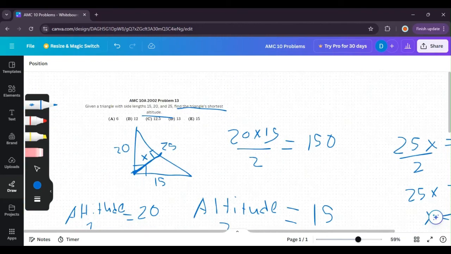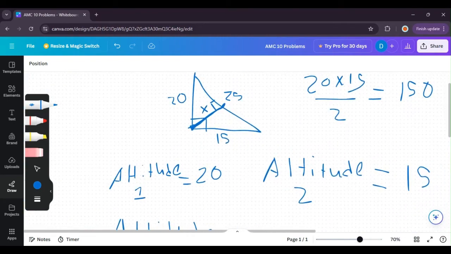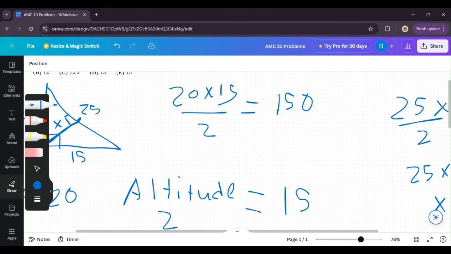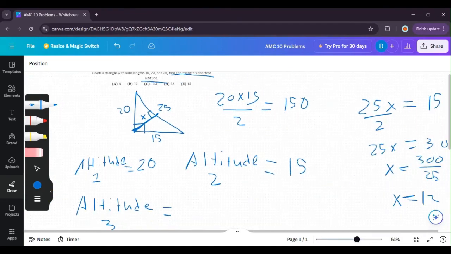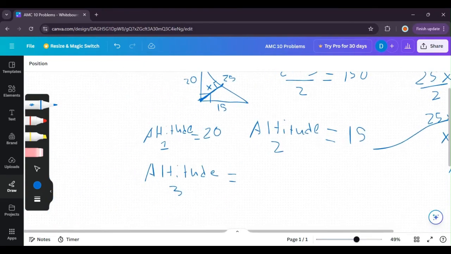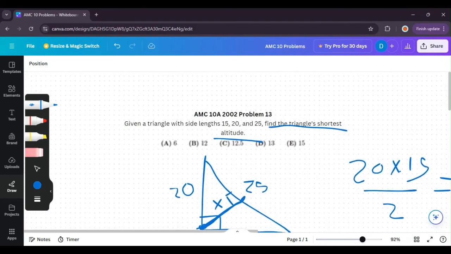So that is the shortest altitude between 20, 15, and 12. The shortest altitude is 12. So altitude 3 is 12, and that is the answer, B.